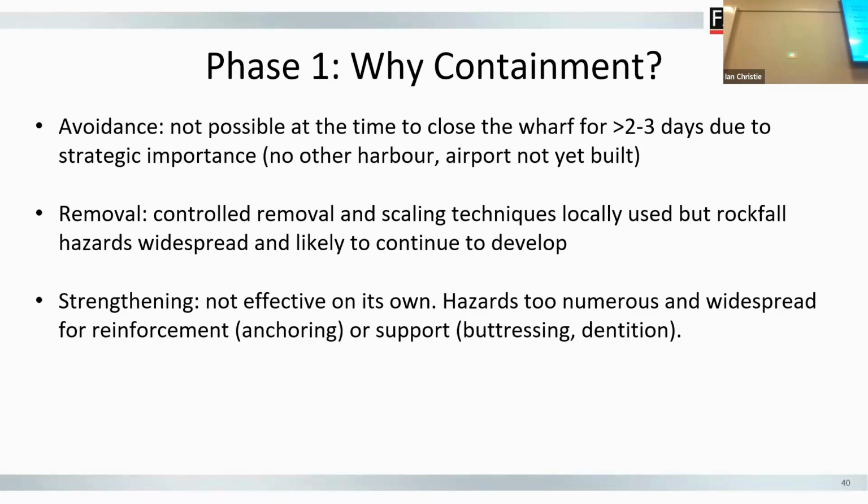Removing them, we did actually do a bit of scaling and removal, but the rockfall hazards were so widespread and so rapidly developing that it wasn't suitable for use on its own. And same with strengthening, just too many hazards, too widespread for these sort of individual techniques where you're targeting specific hazards.